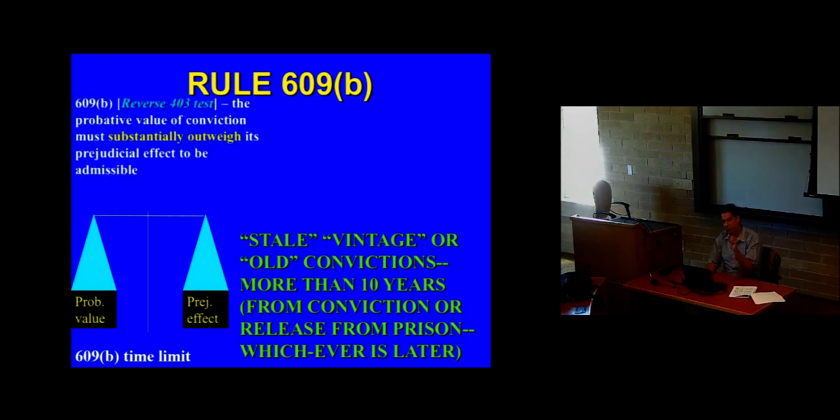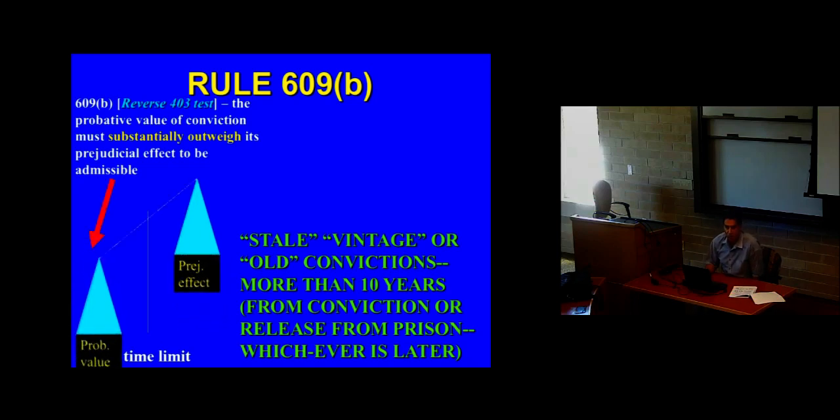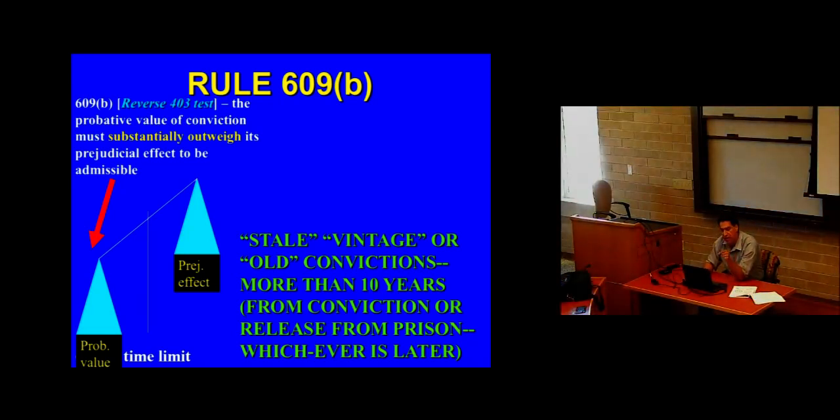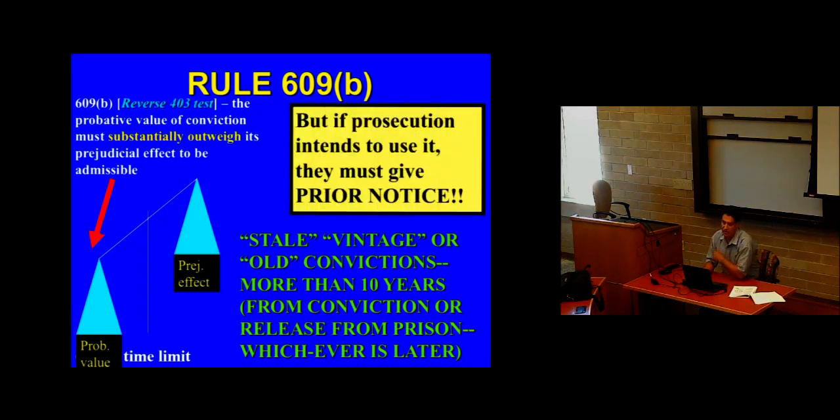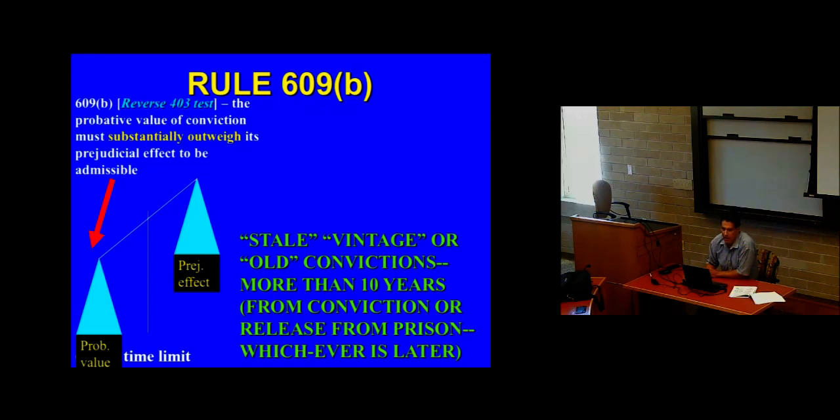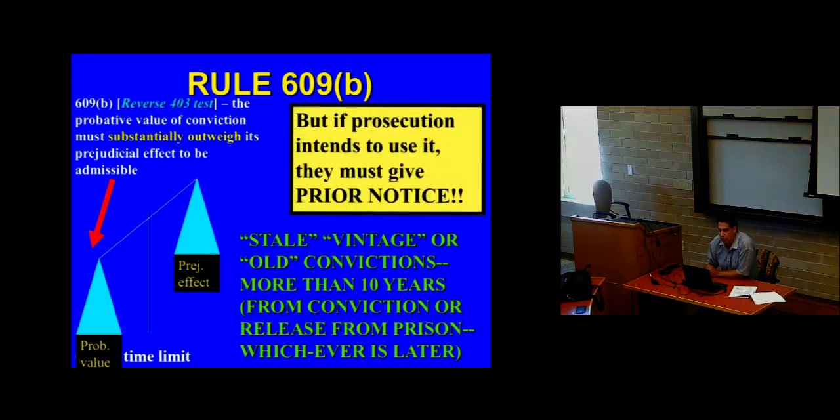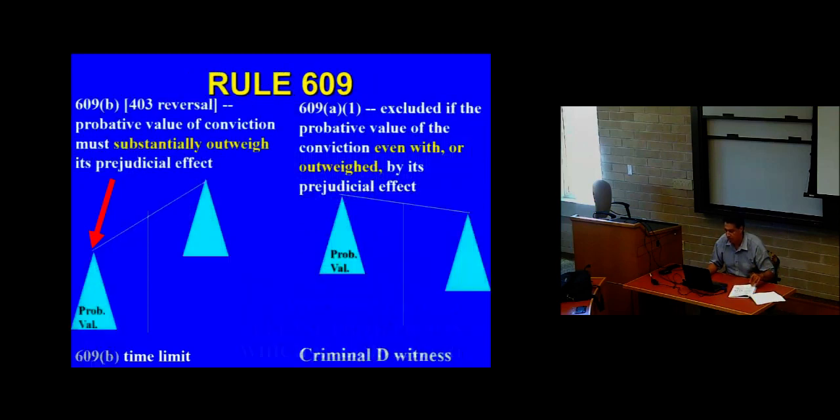If that's the case, we do the reverse 403 test, where the probative value of the conviction must substantially outweigh its prejudicial effect in order to be admissible. So it's only when the old conviction looks like this, where the probative value of that conviction substantially outweighs its prejudicial effect, is it admissible. Notice in this case, if the prosecution intends to use an old, over 10-year-old conviction, it has to give prior notice to the defendant that it's planning on using an older conviction.